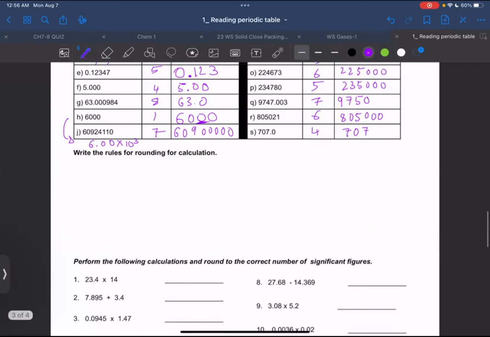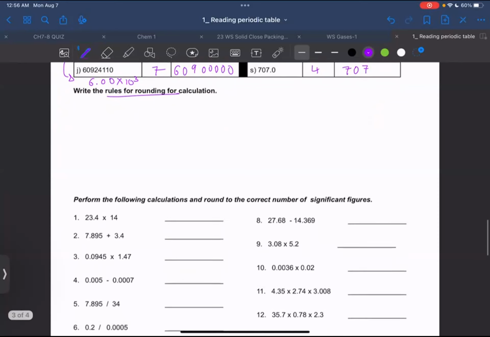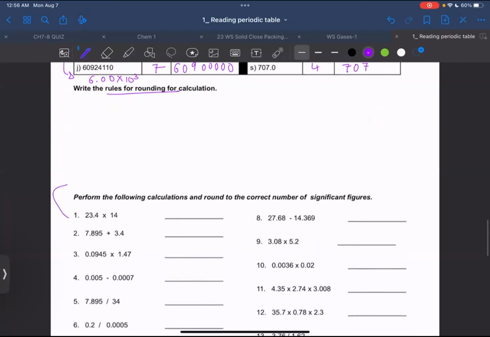I'm not going to write out the rule for rounding. Basically, when you are multiplying and dividing, you check the significant figures and then use the lower number of significant figures. When you're adding or subtracting, you check the decimal. That's pretty much what the rule is.